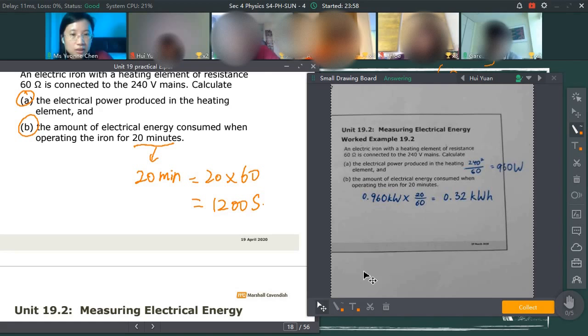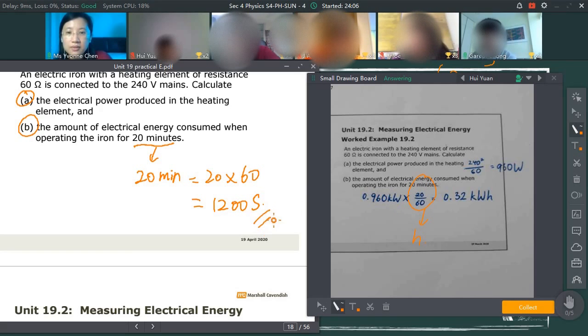Okay, so I am looking. Hui Yuan, I don't think this part is okay. Yeah, this is in hour, right? But what is the SI unit for time? Second. Okay, understand? You need to multiply by 1,200.